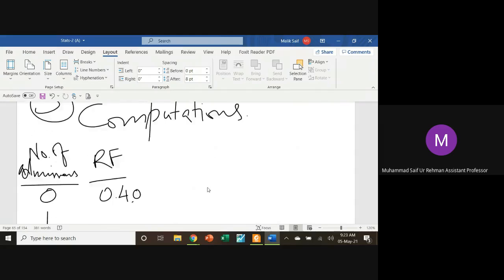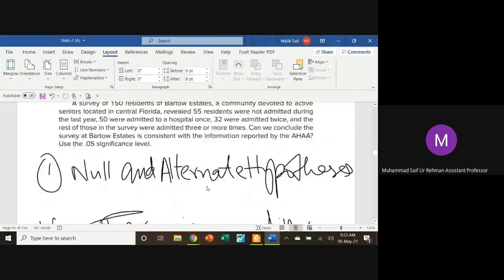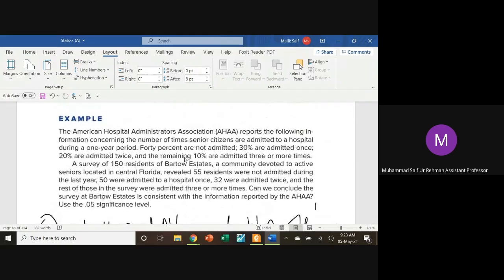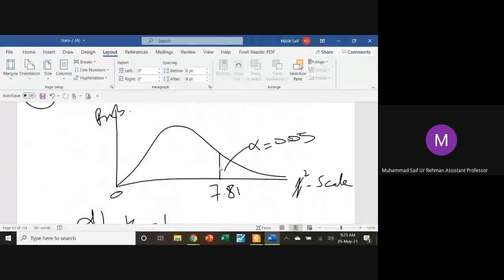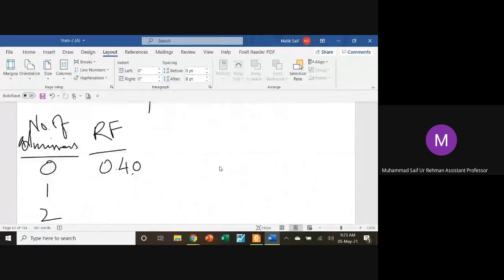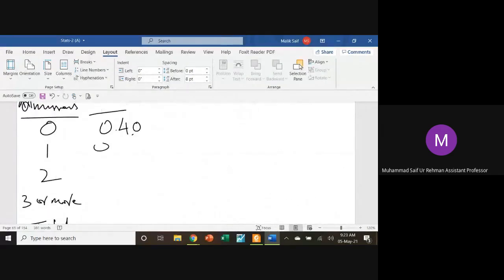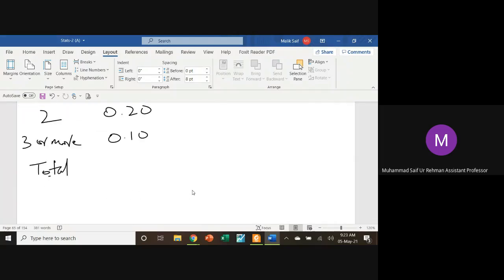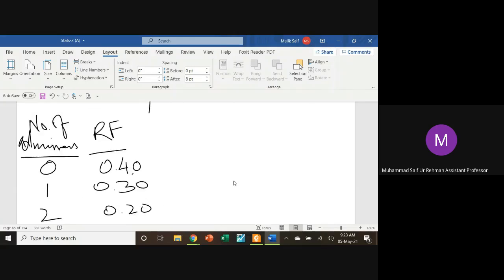Then 30%, 20% and 10%. So 0.30, 0.20, 0.10, and in total 1.00, which means 100%. These are the relative frequencies.